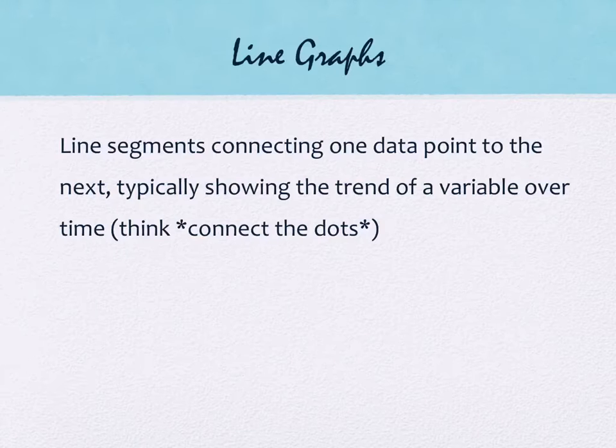The first one is going to be a line graph. A line graph has line segments connecting one data point to the next, typically showing the trend of a variable over time. And you should be thinking like connect the dots on the menus for the kids at the Chili's and stuff like that. Okay, connect the dots.